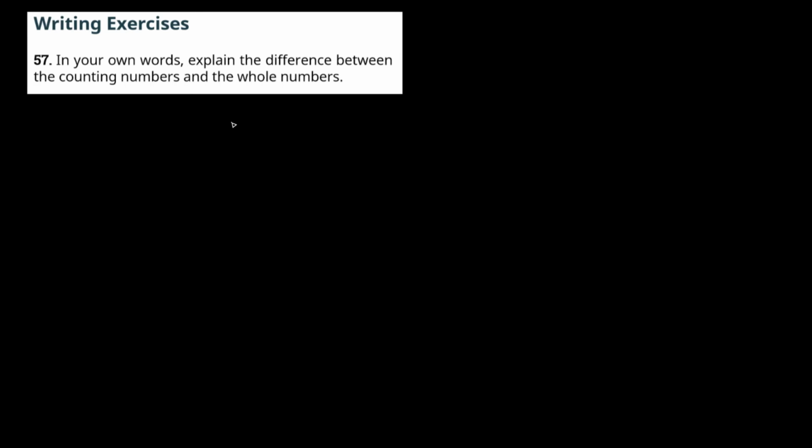And the difference between counting numbers and whole numbers is that whole numbers include all of the counting numbers and the number 0. So the difference between counting numbers and whole numbers is that counting numbers represent objects that you can count, or numbers that you can count, and whole numbers are all of the counting numbers and the number 0.